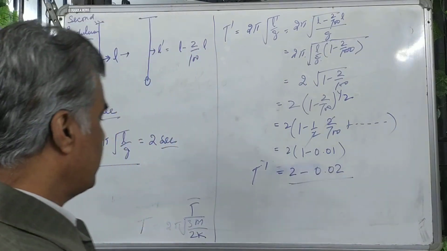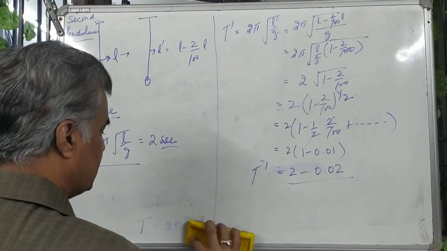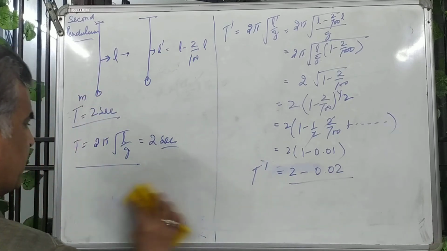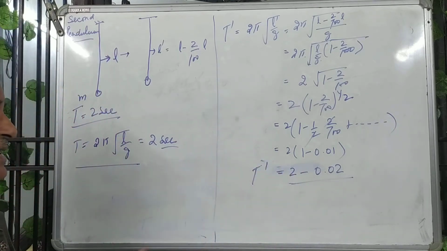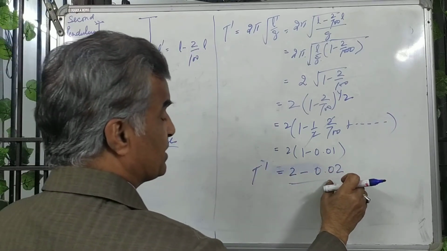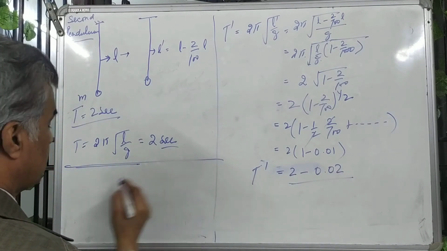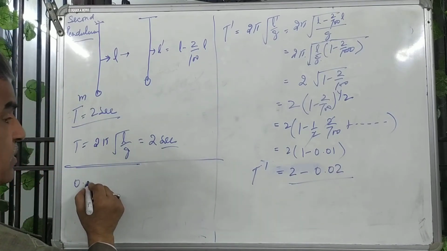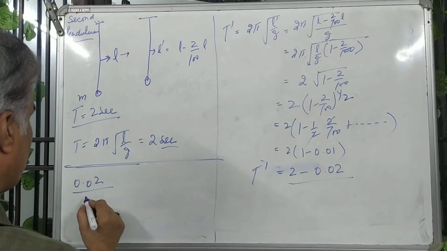Now you have to apply the unitary method. It is very clear that out of 2 seconds, the reduction in time is 0.02 second. So 0.02 second is the reduction in time out of 2 seconds.